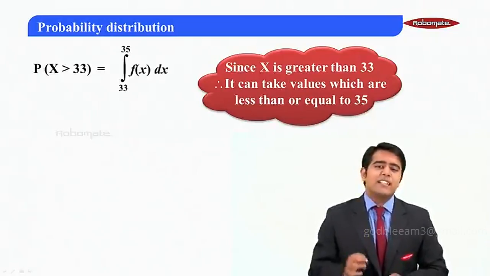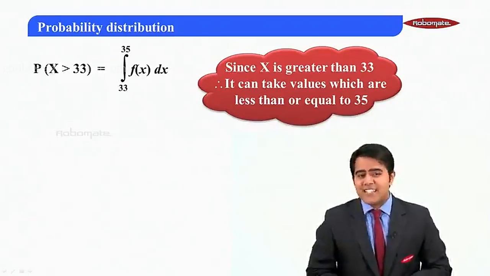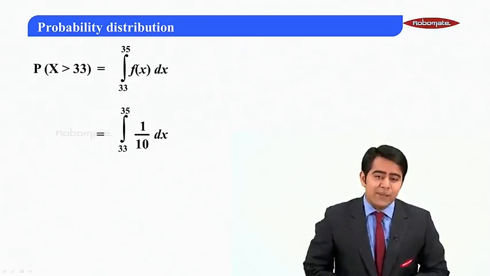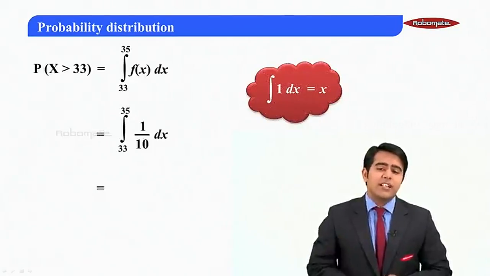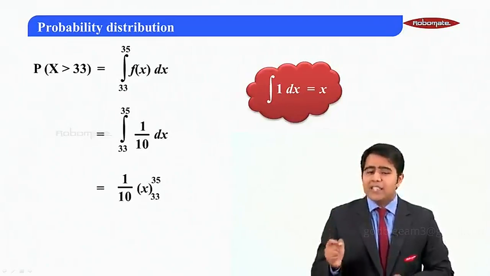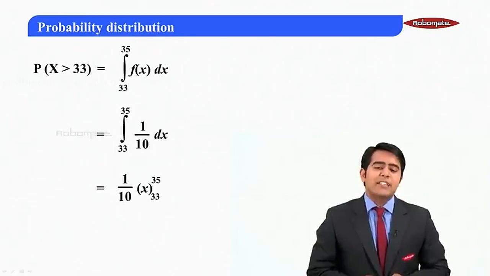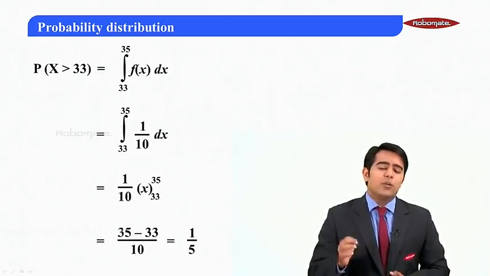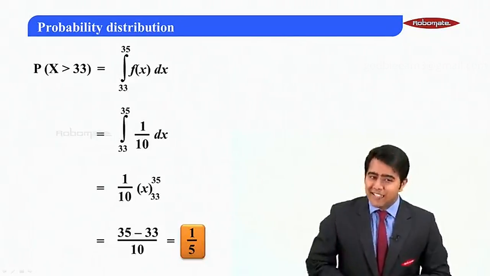So I can say P of x greater than 33 is nothing but integral 33 to 35 f of x dx. So integral 33 to 35 1 upon 10 dx. So this value will be integral 1 dx equal to x. So substituting here the values of integral, we get the value as 1 upon 10 into x from the limit 33 to 35. So substituting the limits, I get the value as 35 minus 33 upon 10, which is nothing but 2 upon 10, which is 1 by 5. So this is the probability of x greater than 33.